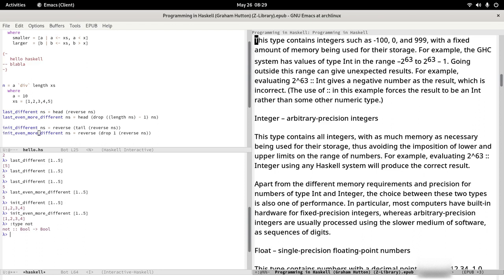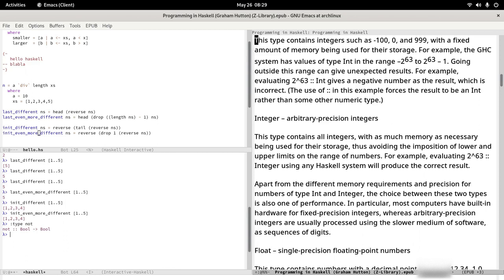Apart from the different memory requirements and precision for numbers of type Int and Integer, the choice between these two types is also one of efficiency. In particular, most computers have built-in hardware for fixed precision integers, whereas arbitrary precision integers are usually processed using the slower medium of software as sequences of digits.